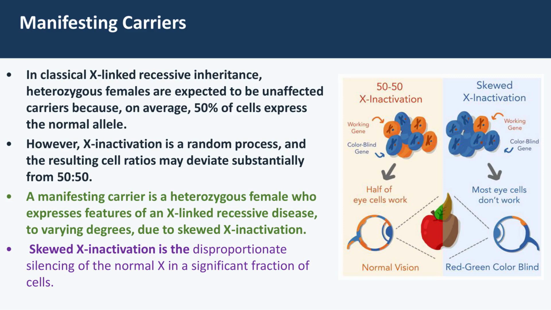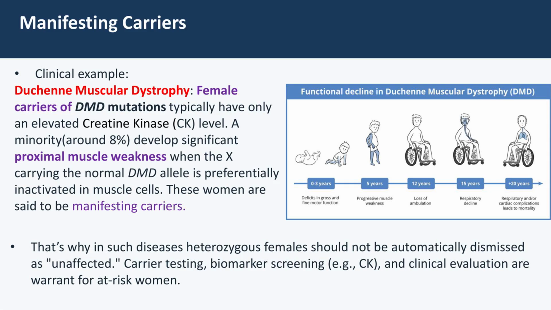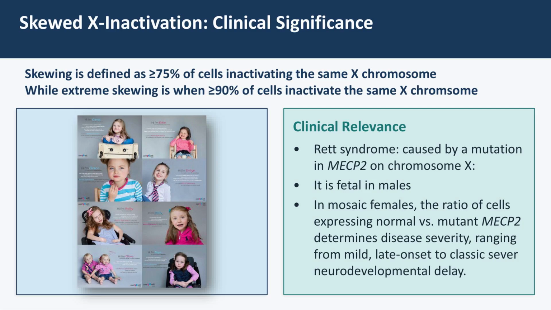In X-linked recessive inheritance, manifesting carriers show disease features due to skewed X inactivation, affecting the expression ratio of normal to mutant alleles. Female carriers of DMD mutations may show muscle weakness due to skewed X inactivation, highlighting the need for careful clinical evaluation. Skewed X inactivation can lead to significant clinical outcomes, such as Rett syndrome, where the degree of skewing affects disease severity.